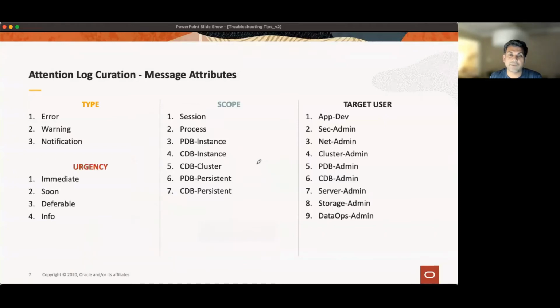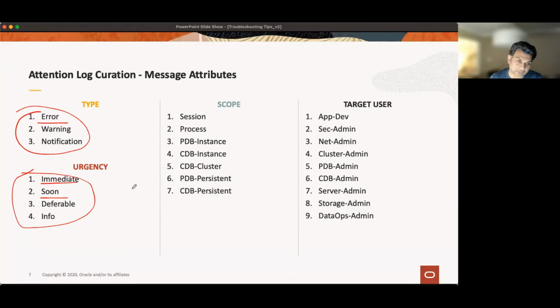The various kinds of messages in the attention log are categorized by type. So you can see if it's an error, a warning, or a notification. We can see what kind of urgency it is. So I can say it's an error and it's soon, which means I should look at it before it actually becomes something really bad. If it's error and immediate, which means I have to look at it because it could possibly crash the database instance.